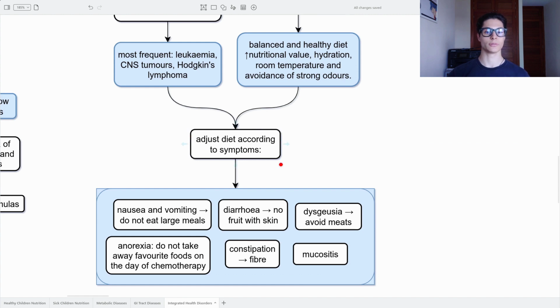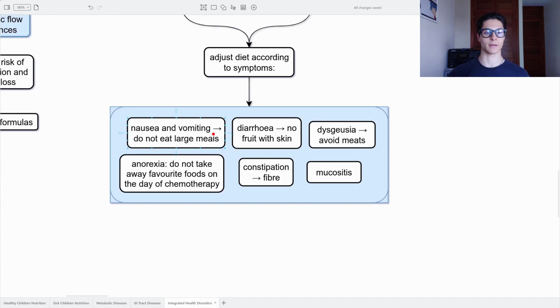Adjust the diet according to the symptoms. So nausea and vomiting, do not eat large meals. If you have diarrhea, no fruit with skin. Dysgeusia, avoid meats because they have a metal-like flavor. Anorexia, do not take away the favorite foods on the day of the chemotherapy, for example. And the constipation, use fiber. And we also have to take into account mucositis.